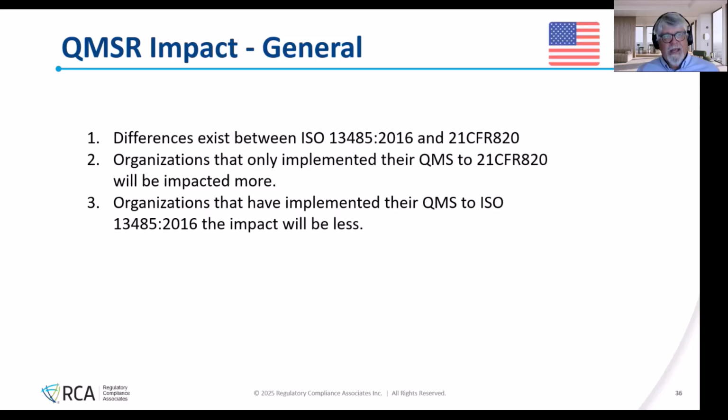There are differences between 13485 and 21 CFR 820, and the differences are in the language. For example, just to give you one difference: in 21 CFR 820, there is no requirement to have a quality manual. In 13485, there is a requirement. However, interestingly, if the FDA shows up at your door, they want to see a quality manual. There's an expectation. Those kinds of terms are what we have to pay attention to.